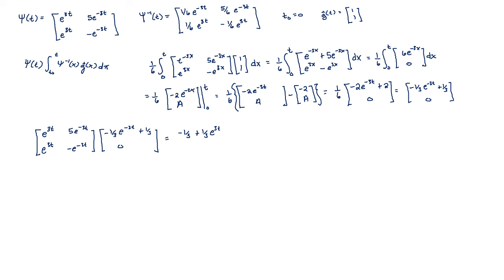Then moving down here to the second row, we'll have e to the 3t multiplied by this top row. We get the same result back, minus 1/3 plus 1/3 e to the 3t, and then minus e to the minus 3t gets multiplied by the 0 and goes away. So there is our particular solution.